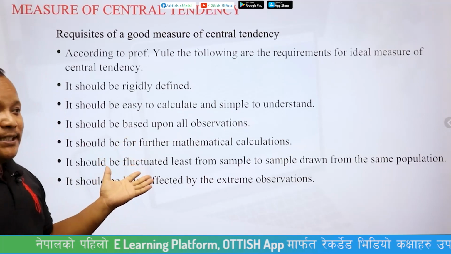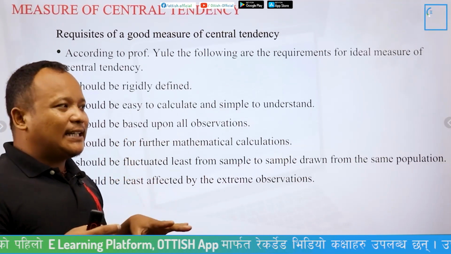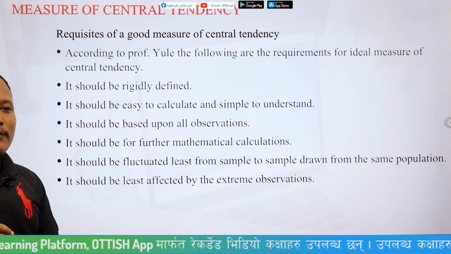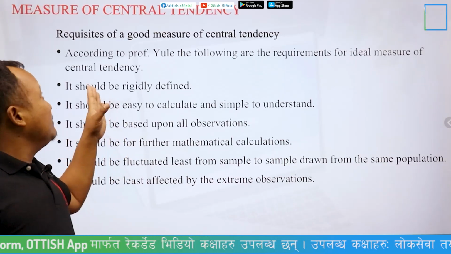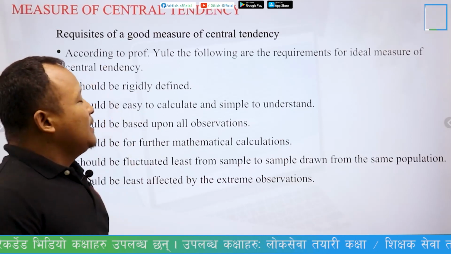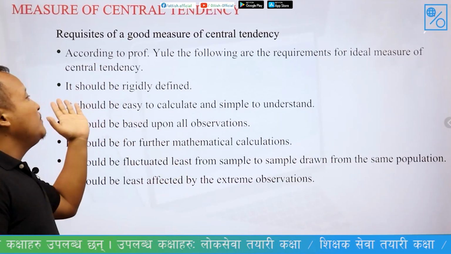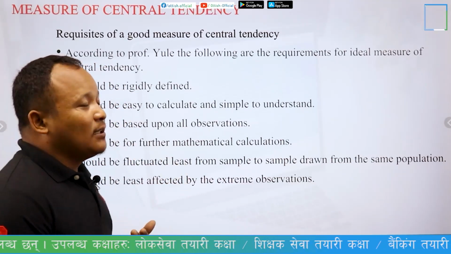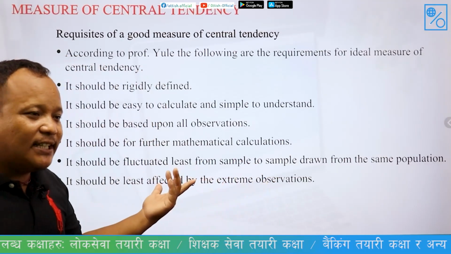It is also said to be summary statistics or descriptive statistics to measure the central value of the given distribution. That is the definition of central tendency. The following are the requisites or properties of a good measure of central tendency. Which one is the most appropriate measure of central tendency?